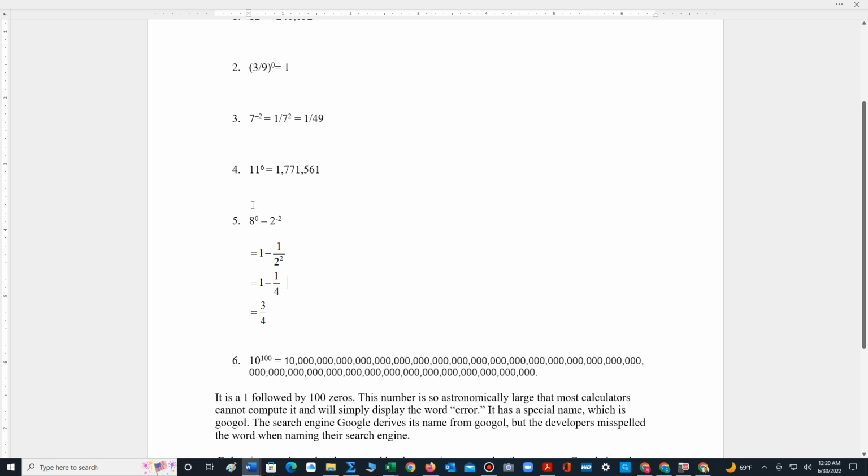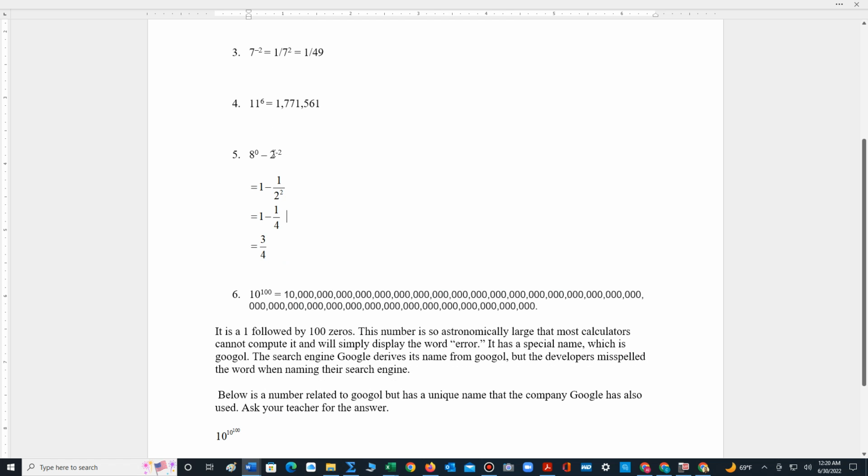For this problem, we have 8 to the 0 minus 2 to the negative 2. Well, 8 to the 0 is 1. 2 to the negative 2, remember, it's a negative power, so take the reciprocal. 1 over 2 squared. Well, 1 over 2 squared is 1/4. 1 minus 1/4, or 1 minus a quarter, is 3/4.